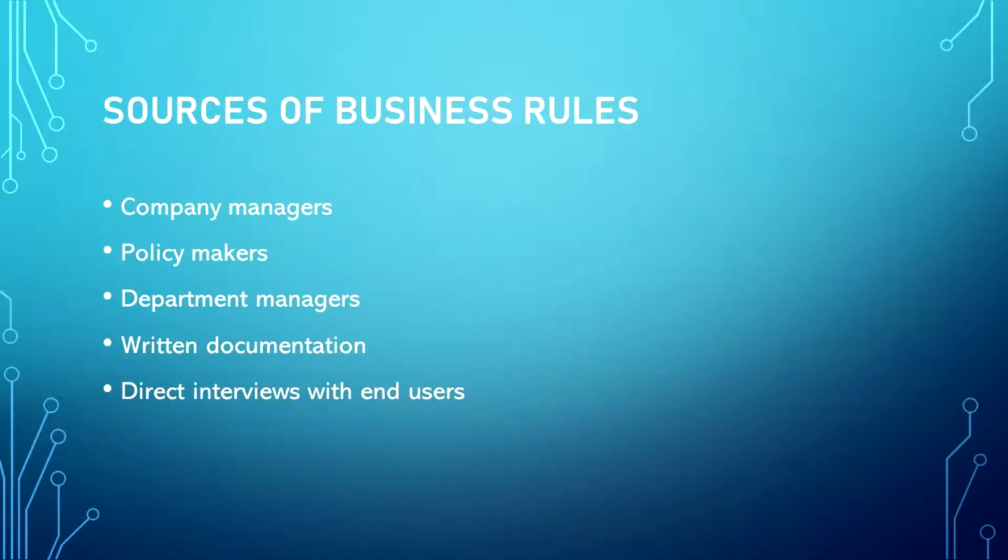The main sources of business rules are company managers, policy makers, department managers, and written documentation such as a company's procedures, standards, and operations manuals. A faster and more direct source of business rules is direct interviews with end users. Unfortunately, because perceptions differ, end users are sometimes a less reliable source when it comes to specifying business rules.